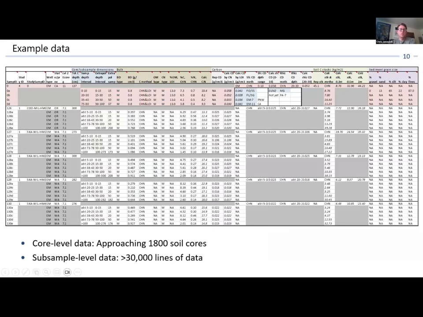This is just one example of one of those flat files. It's been a beast to pull all this together over the last 6 to 7 years. But at the core level, we are approaching, I guess eventually we'll reach 2,000 cores, which is exciting for our coast. And at the subsample level, we have well over 30,000 lines of data, and that's what this screen capture kind of shows.